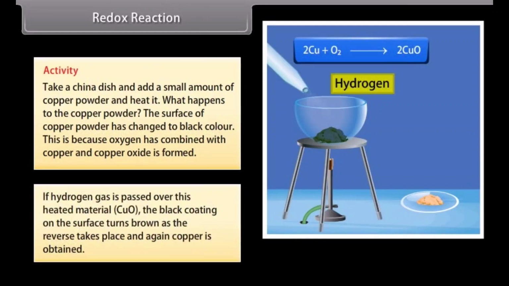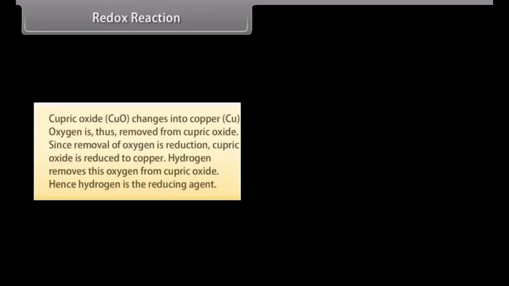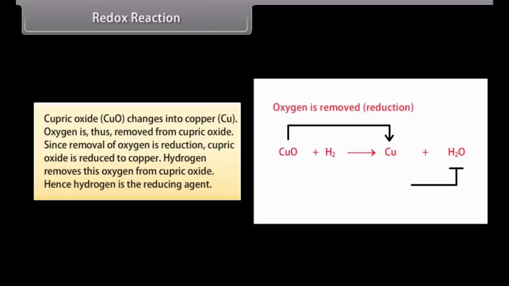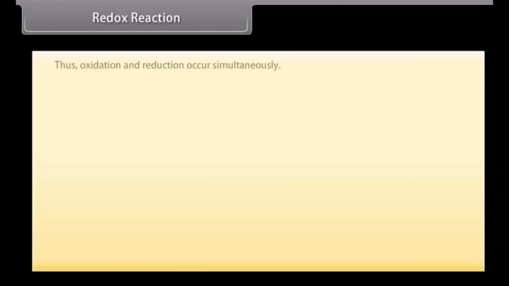If hydrogen gas is passed over this heated material, CuO, the black coating on the surface turns brown as the reverse takes place and again copper is obtained. Cupric oxide changes into copper. Oxygen is thus removed from cupric oxide. Since removal of oxygen is reduction, cupric oxide is reduced to copper. Hydrogen removes this oxygen from cupric oxide. Hence, hydrogen is the reducing agent.